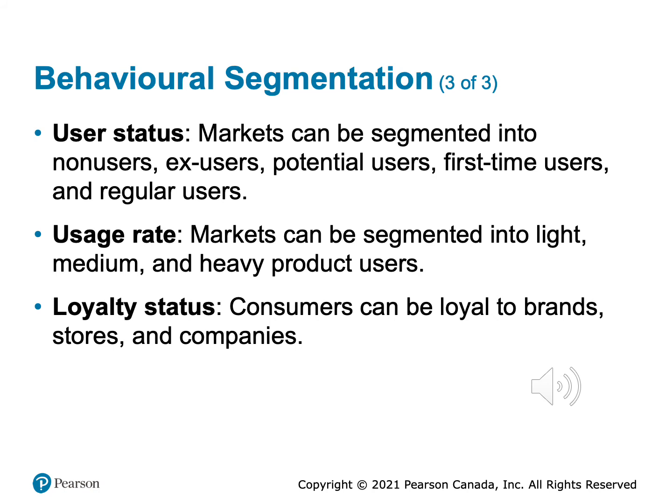Other types of behavioral segmentation include segmenting consumers based on their user status. So, targeting people who have never used your product, targeting people who used to use your product but don't use it anymore, targeting people who are potential users of your product. They fit your target market quite well, but they don't currently use your product. You can target people or segment people based on first time usage. And so you may have a marketing strategy that's designed specifically to get people to come in for the first time and incentivize those first time users.